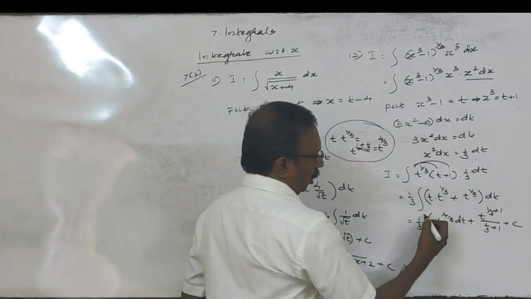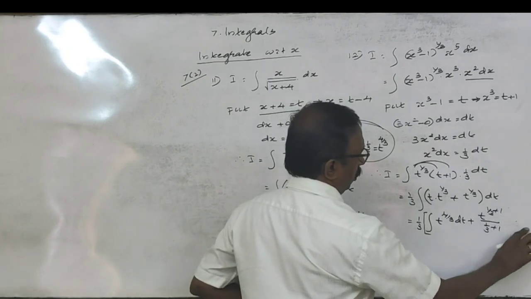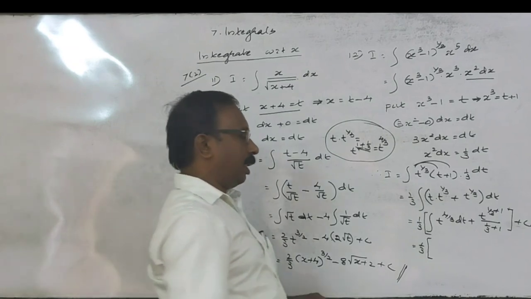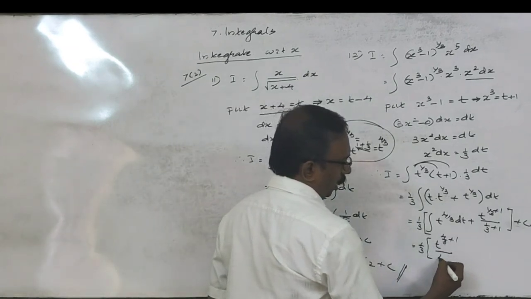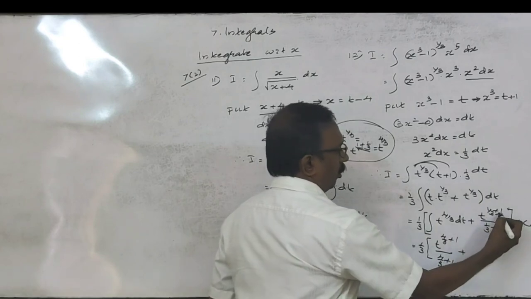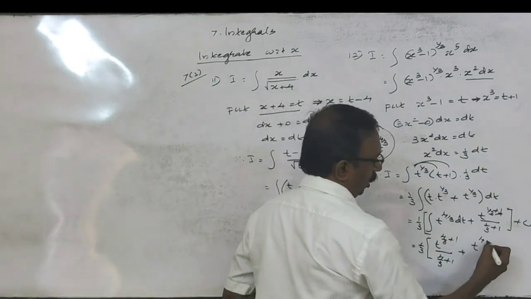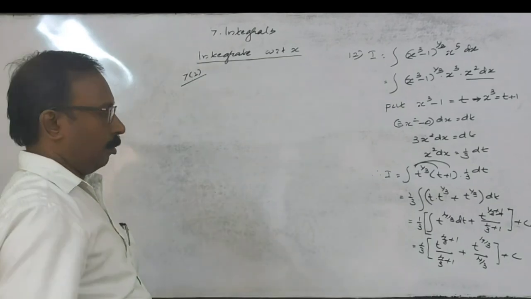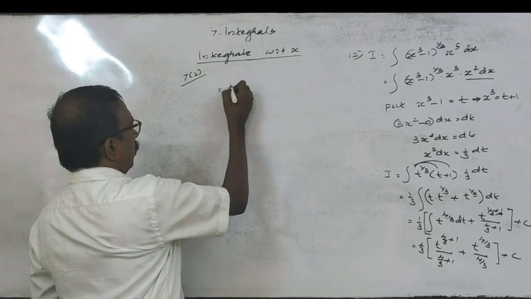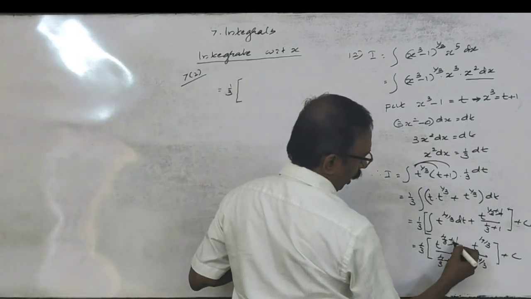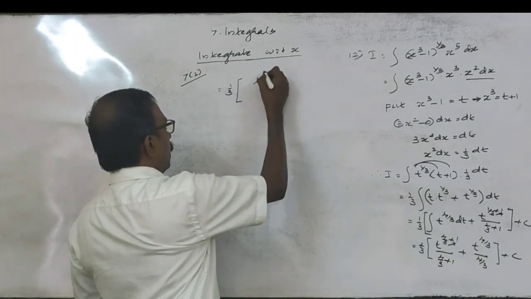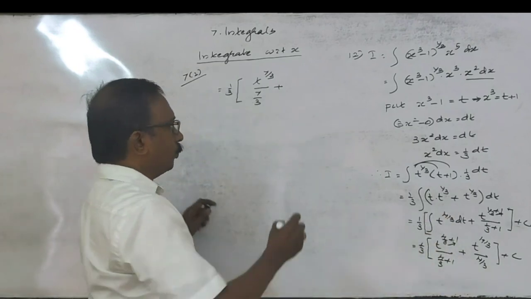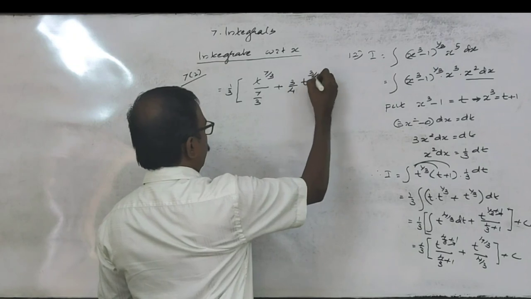Now we take 1 by 3 common. The integral of t raised to 4 by 3 is t raised to 4 by 3 plus 1 divided by 4 by 3 plus 1, which is t raised to 7 by 3 divided by 7 by 3. Then the integral of t raised to 1 by 3 is t raised to 4 by 3 divided by 4 by 3, and the 3 goes to the numerator, giving 3 by 4 into t raised to 4 by 3.